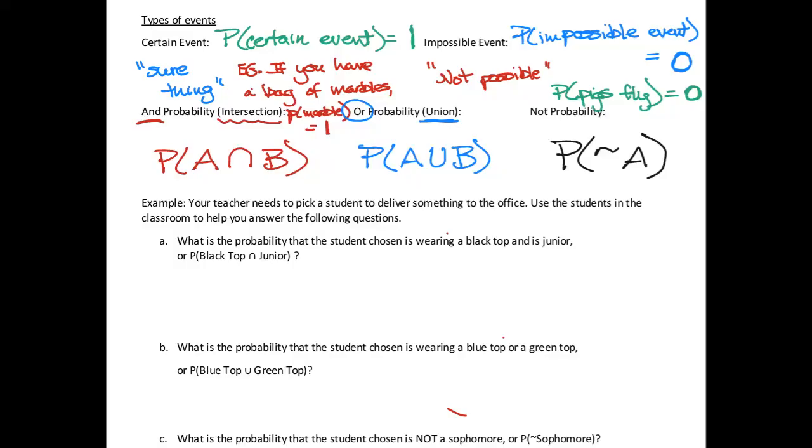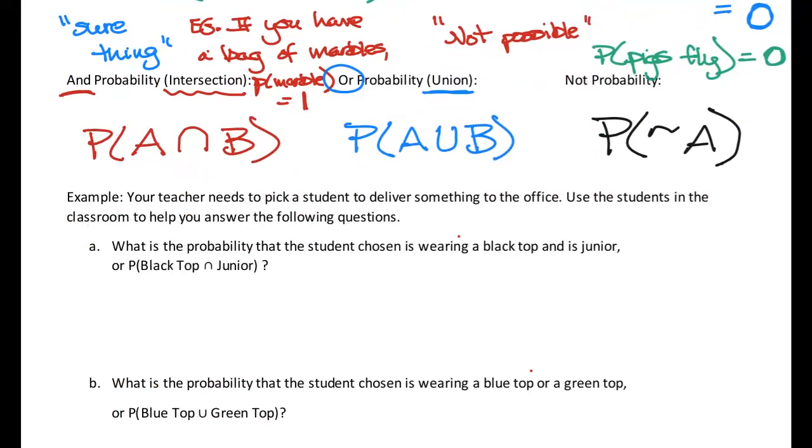Remember, my key was A and B. If you say it fast, it sounds like N. A and B. A and B. And then we have the "not" probability. The probability of not getting A. And I want to follow up on that last one, if I can.